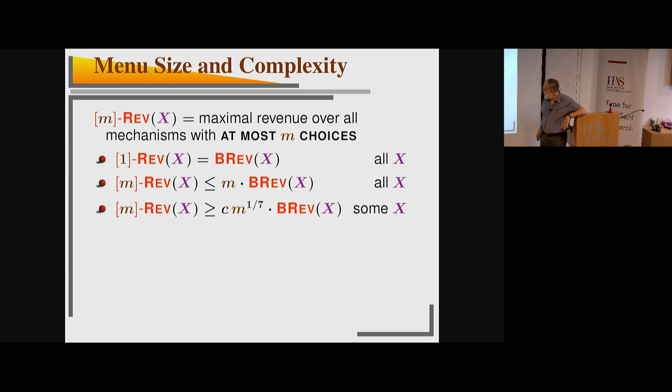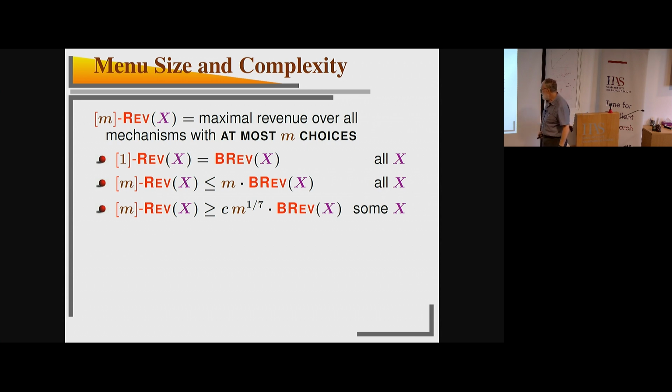This is more complex, but again, that's a computer science kind of thing. It says that it increases by at most M, and at least M to the power 1/7. 1/7 is not tight in any way, but it shows you that it increases polynomially with M. Of course, there are x's where BREV is already optimal. So this is a lower bound, for some x, for which this happens. Not all x. The upper bound is for all x.